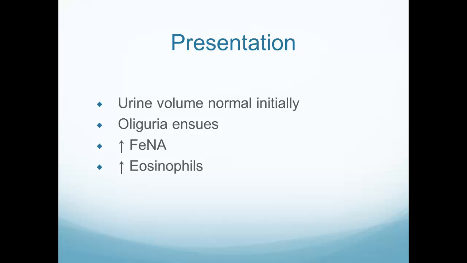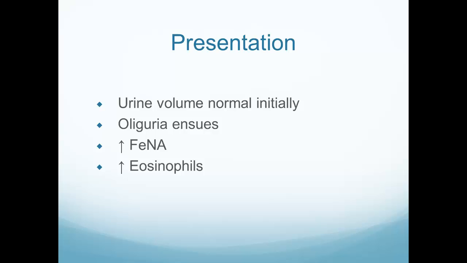Symptom-wise, we'd expect a normal type of urine volume initially because we're burning holes in the filter. Again, think of this as like being a coffee filter. And if we burn holes in the coffee filter, coffee is going to continue to flow through. As a matter of fact, it's probably going to flow through even better than it did before.